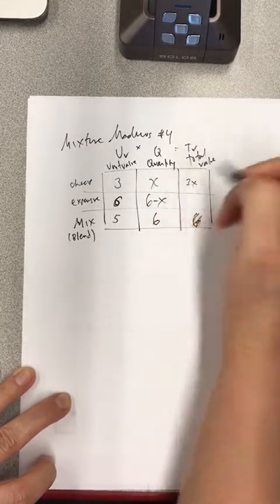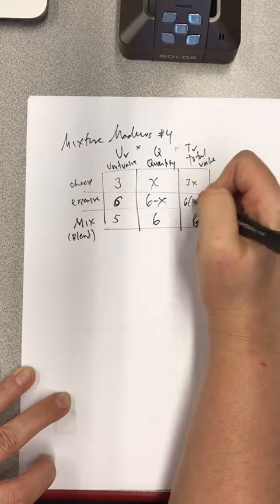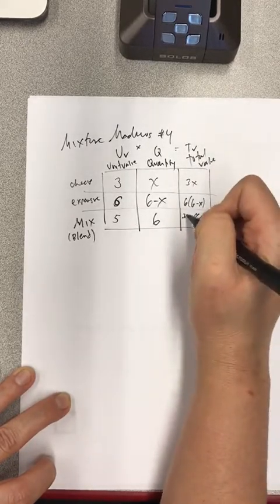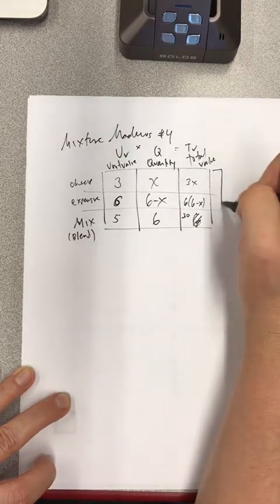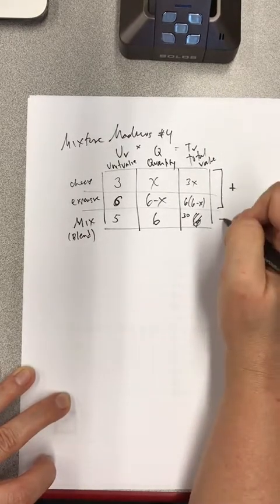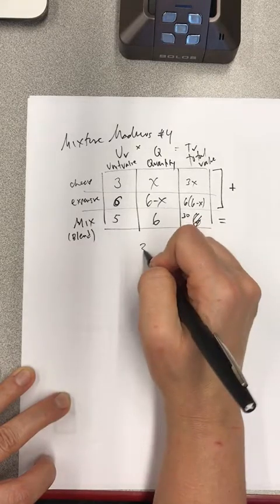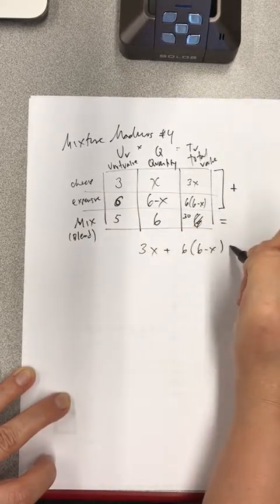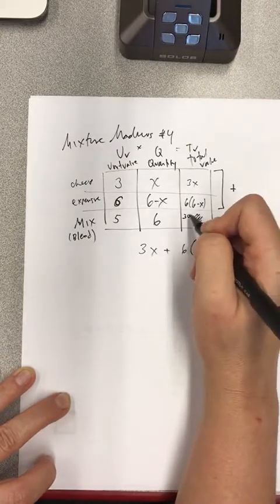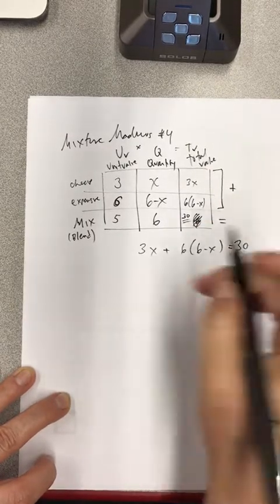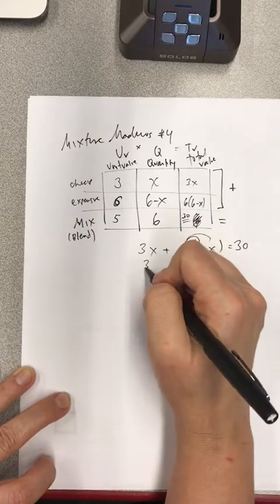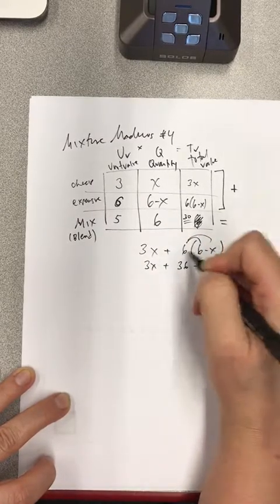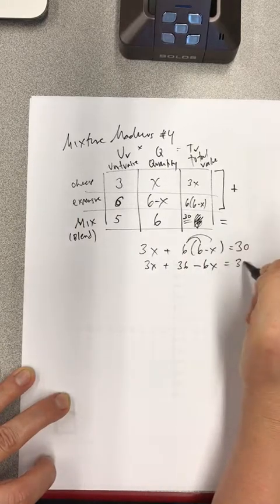3x is 3x. 6 times 6 minus x, I don't feel like doing that yet, but it's going to be distributive. And then 5 times 6 is 30. Now we take these two numbers and we add them together, and then this is our total. So my equation is going to be 3x plus 6 times (6 minus x) equals 30. Oh, distributive: 3x plus 6 times 6 is 36. Bring down the minus, 6 times x is 6x, equals 30.